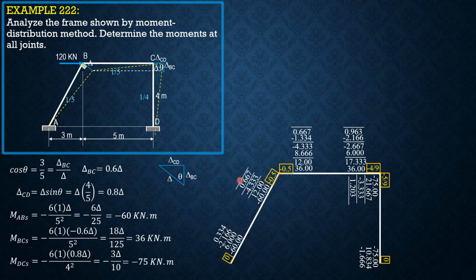Then carry over, 0 here. Half of 0.667 is 0.334. Then half of 0.963, 0.482. Half of 0.667, 0.334. 0 here. Half of 1.203, 0.602. 0.482 times negative 0.5, negative 0.241 lakh.